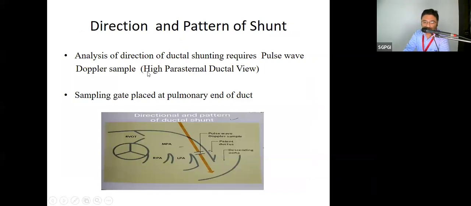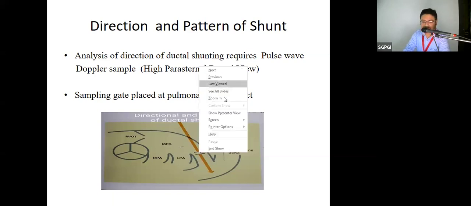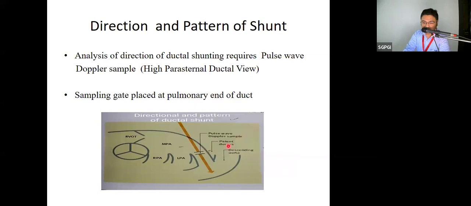So how do we see the direction of the shunt? As I told you, the high parasternal view is the ductal view, and the pulse wave Doppler placement is here at the main pulmonary artery. Then we see what is the pattern of shunt and what is the direction of shunt. So this is usually the three-legged stool view of the ductus.